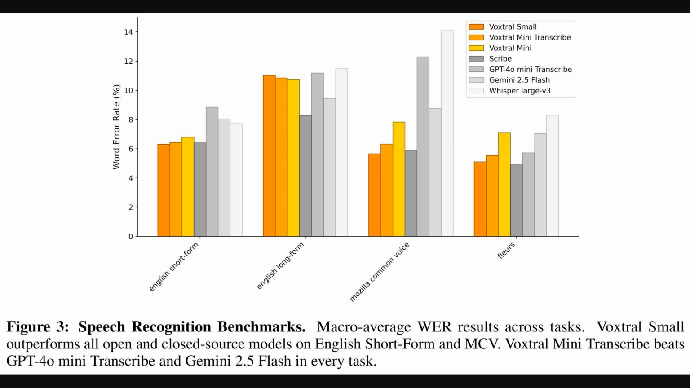Alright, so after all that training, how do these models actually perform? This chart lays out the results on several speech recognition benchmarks. The key metric here is the word error rate, or WER. A word error rate is a measure of transcription accuracy, counting the percentage of words the model gets wrong, so a lower score is better. And the results are really compelling. Voxtral Small, the dark orange bar, achieves the lowest word error rate on the English short form and Mozilla Common Voice tests, beating even major closed-source models.